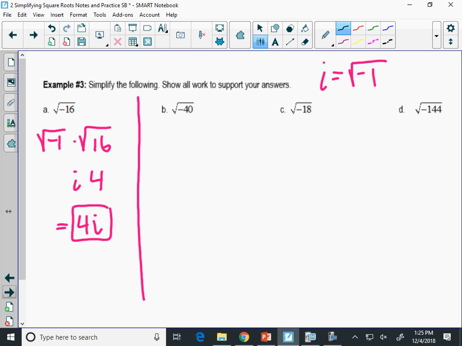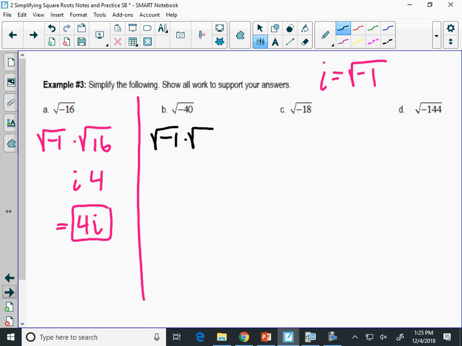first thing I do is notice there's a negative under the radical. So I start by writing the square root of negative 1. Now I break down the rest of this the same way we did on the front of our notes. What's the biggest perfect square that goes into 40? No, that's not a perfect square. 20 is not a perfect square.